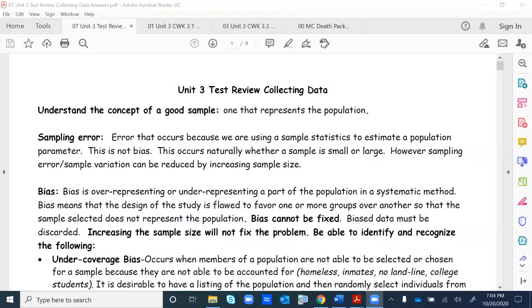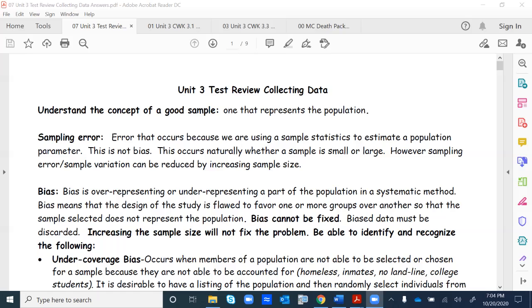A good sample is one that represents the population. It's also something you need to know that samples produce statistics, that's the measure of the sample, whereas populations produce parameters, the measure of the population as a parameter.